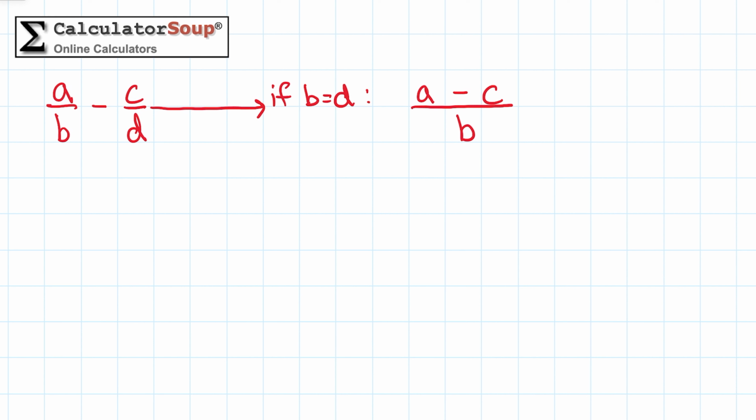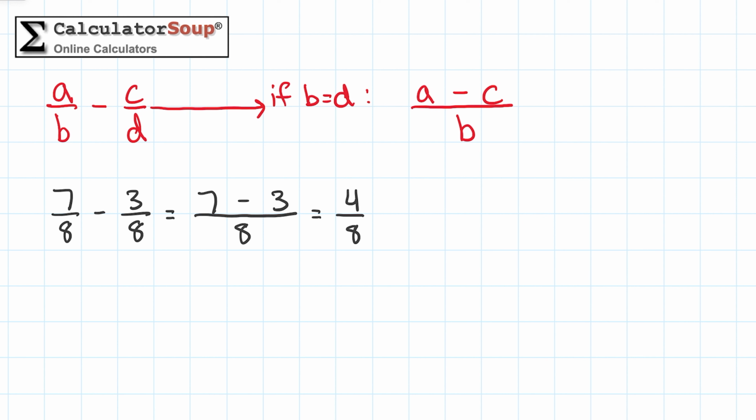Now, let's do some examples. We'll follow this equation to find the difference of two fractions. For our first example, let's subtract the fractions 7/8 minus 3/8. To subtract these fractions, subtract the top numbers and put the result over the common denominator. 7 minus 3 is 4, and that goes over 8, so our result is 4/8.